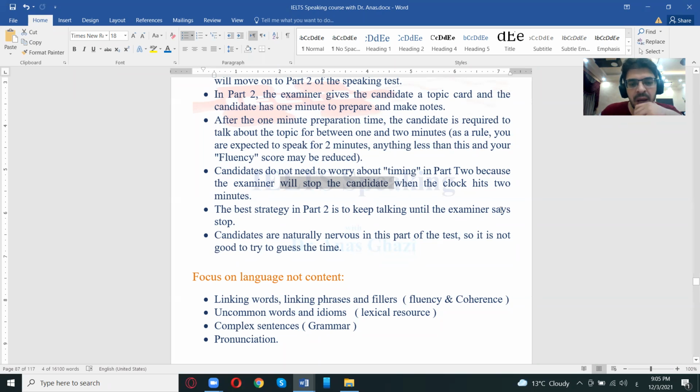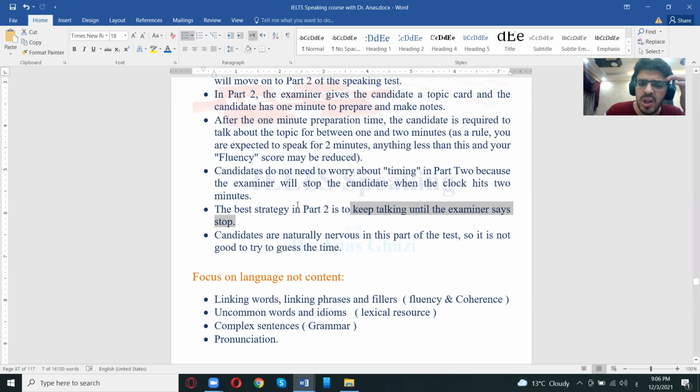So the best strategy here, the first strategy in today's session for part two, is to keep talking until the examiner says stop, or thank you, until the examiner stops you. Our first, and a very important, strategy is to keep talking for the full 2 minutes. Deal, guys? Okay, we keep talking until the examiner says thank you.